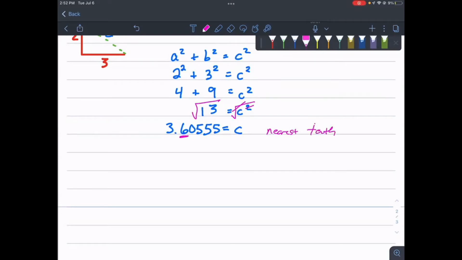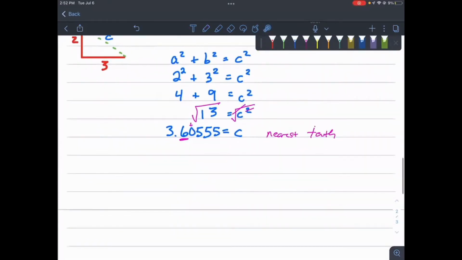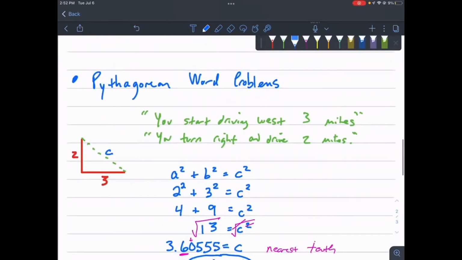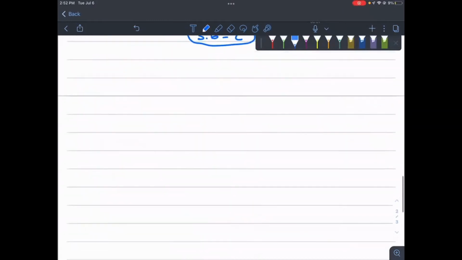So the tenth is in the first position after the decimal. So what you're going to do is look at the number to its right to decide, is that 6 going to stay a 6? Is it going to go up to a 7? In this case, since the number next to it isn't 5 or more, we're going to go ahead and leave that 6. And so our final answer ends up being 3.6. So that's our first example in the Pythagorean word problems.